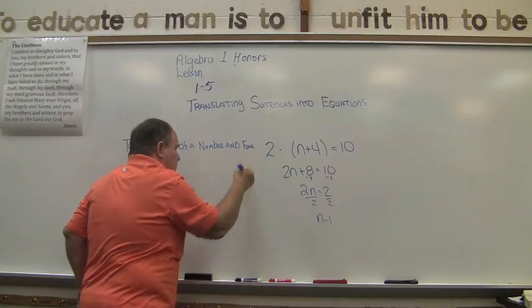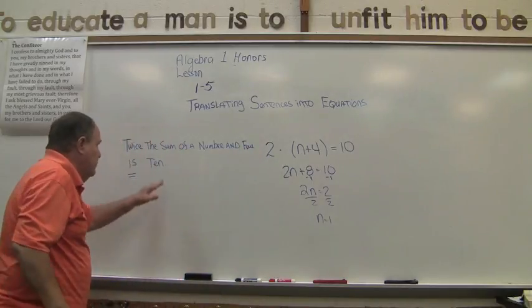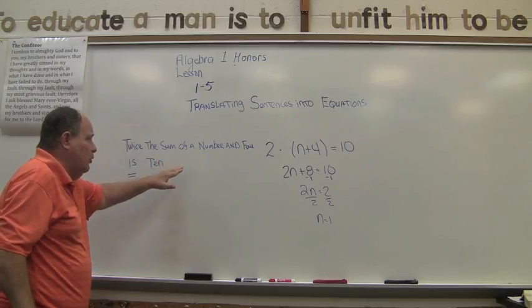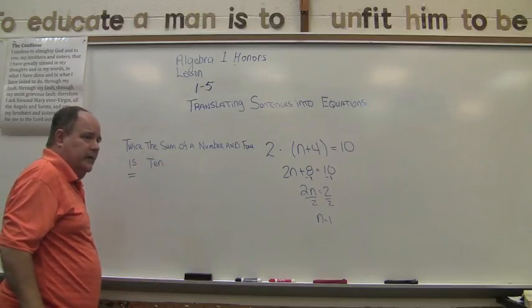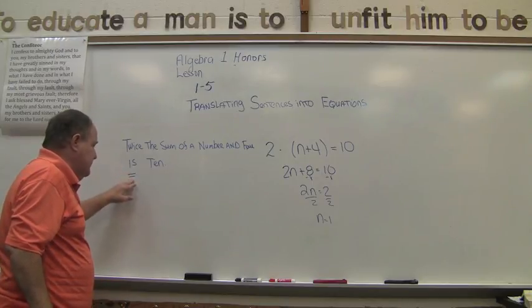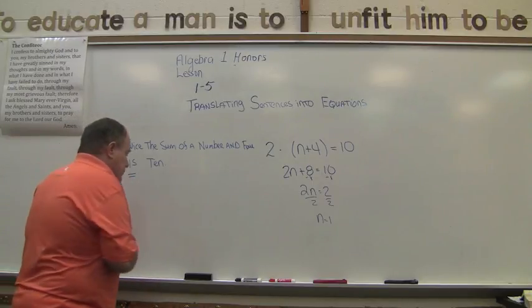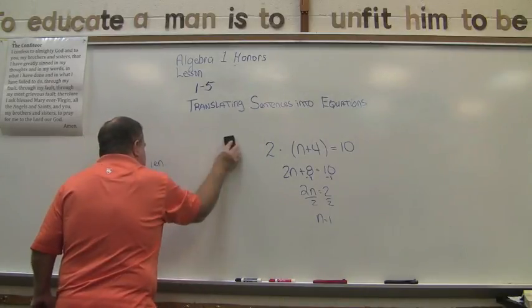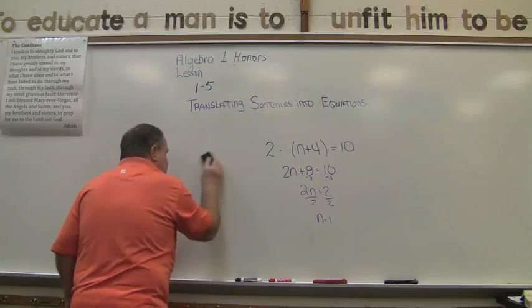F-O-U-R. So what we did, we said, if we read it, twice the sum of a number and 4, the number and 4 is going to be n plus 4. Twice that number is 2 times n plus 4, and "is," which means equals 10. Now, the more we do this, the better we're going to get at taking English language and translating. Let's look at another one.